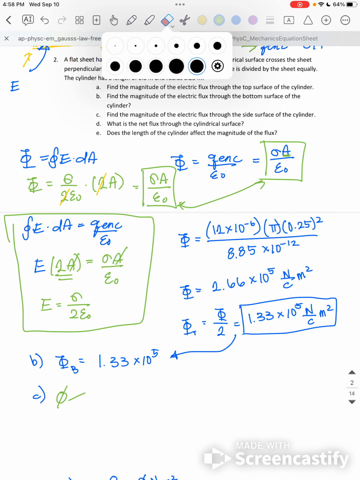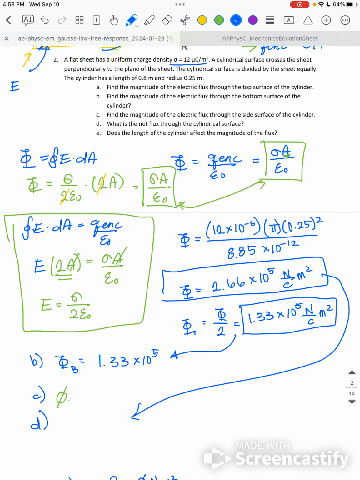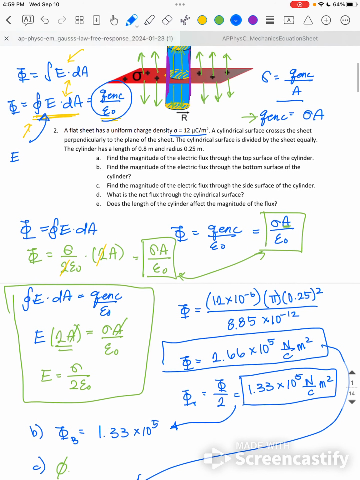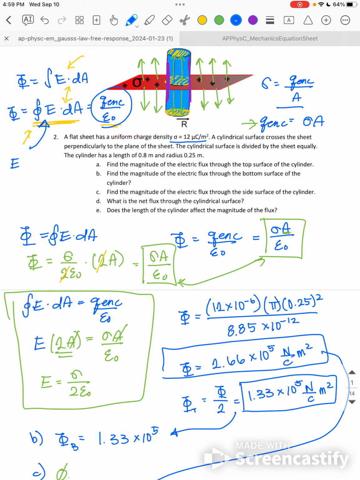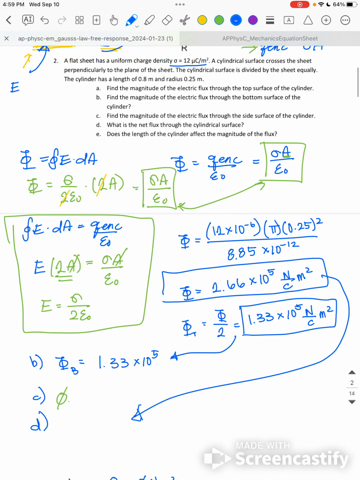And then for part D, it says, what is the net flux through the cylinder surface? Well, we already solved for the net flux. It is the sum of the top and bottom coming out of my end caps. And remember, flux going out is positive, so it's going out at the top as 1.33 times 10 to the 5th, and it's going out at the bottom as 1.33, so you do just add them together as 2.66 times 10 to the 5th. I'm not going to write the units in because that's more time and you know what they are.